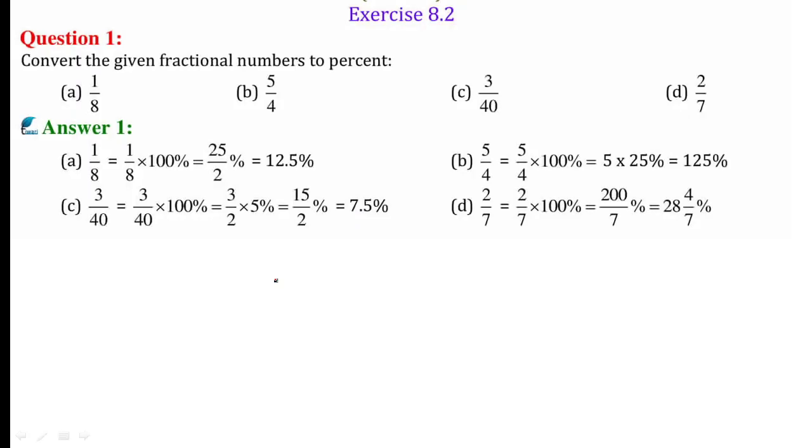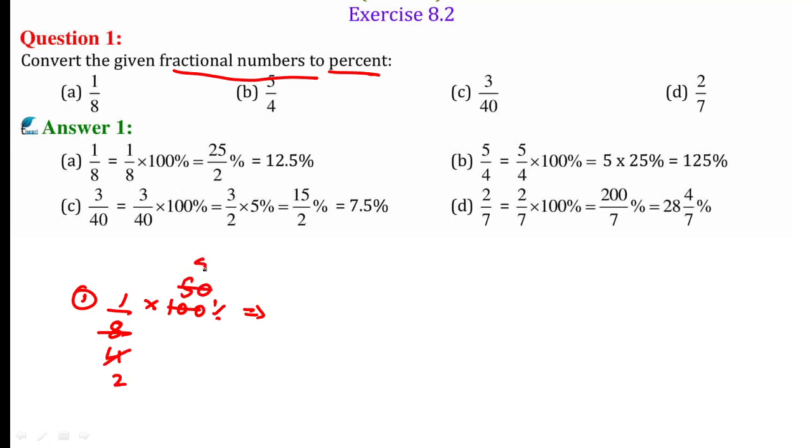Our question number 1 is convert the given fraction numbers into percentage. So first part is 1 by 8. In order to convert 1 by 8 into percentage, we multiply it by 100%. So on solving, you will obtain 25 upon 2%, or if you further solve it, you will obtain 12.5%. That is your required answer.